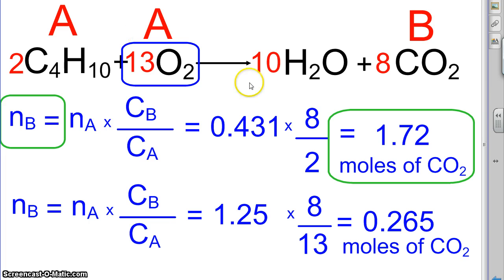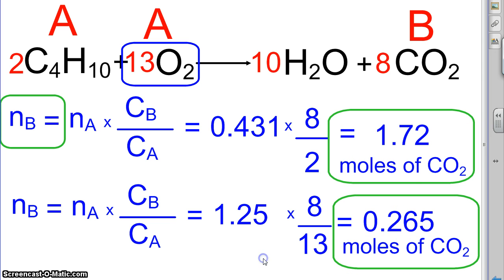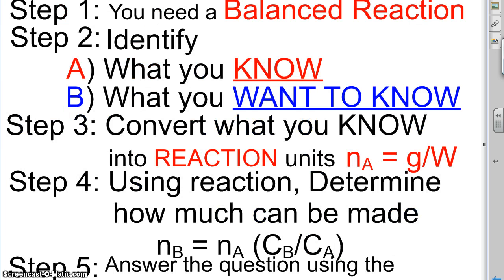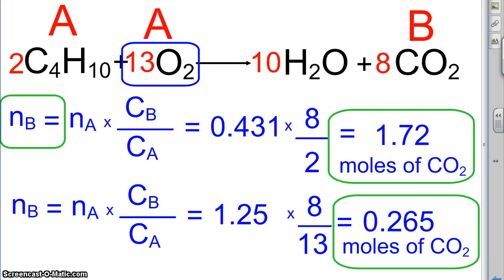So, woo! I thought I had a slide here where I circled those. But, there we go, now I do. Isn't that awesome? Wonderful. So, there are enough butane molecules to make 1.72 moles of carbon dioxide, but there's enough oxygen to make 0.265 moles of carbon dioxide. And so, now, we've got to figure out which of those two to proceed with.